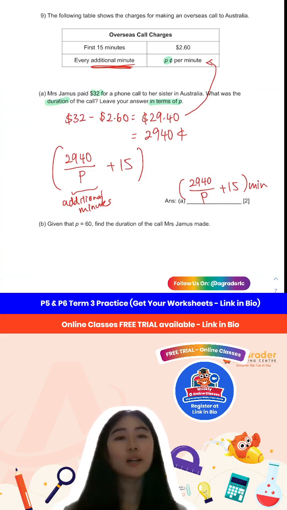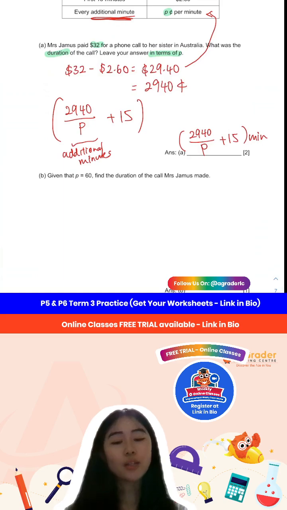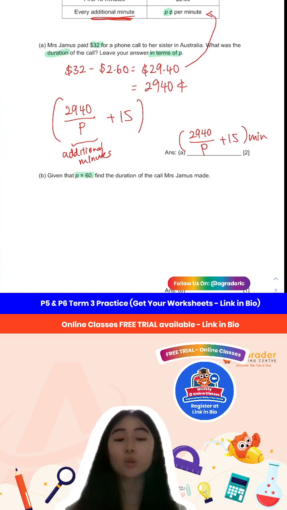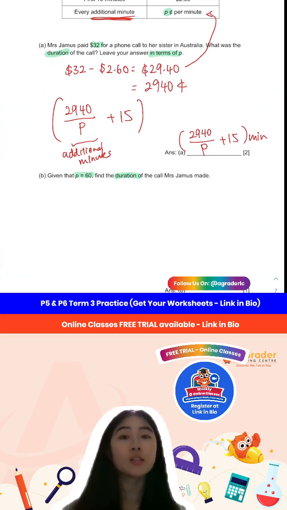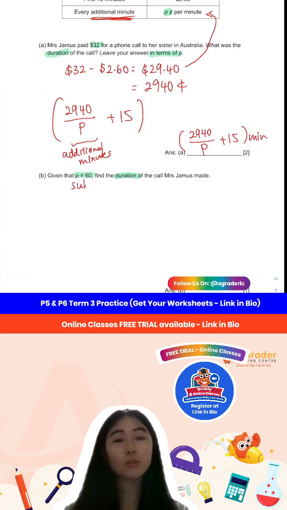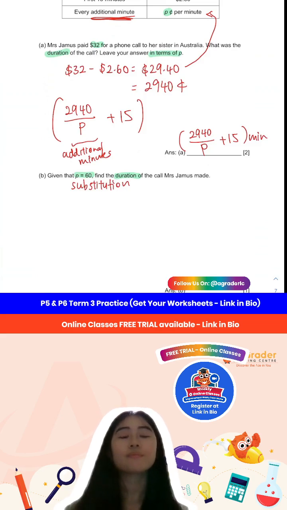All right, so let's finish up the last question. The last one says that given that P equals 60, find the duration of the call that she made. So part B is an algebra substitution question. Of course, you can use a calculator for this, so it should be fairly easy. Let me know your answers.